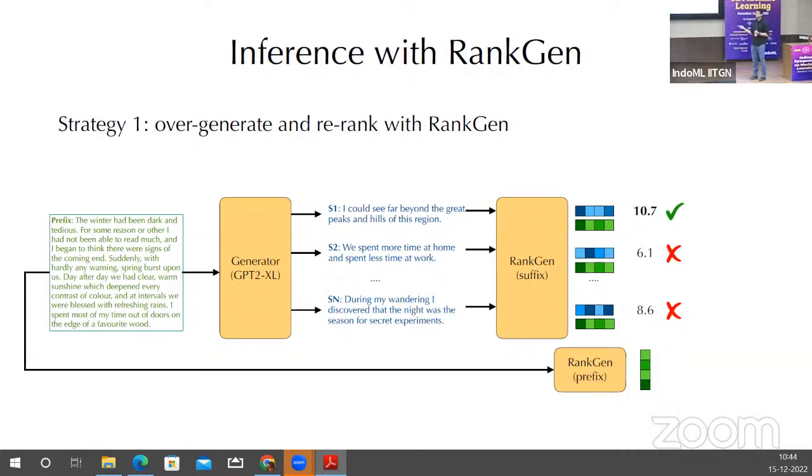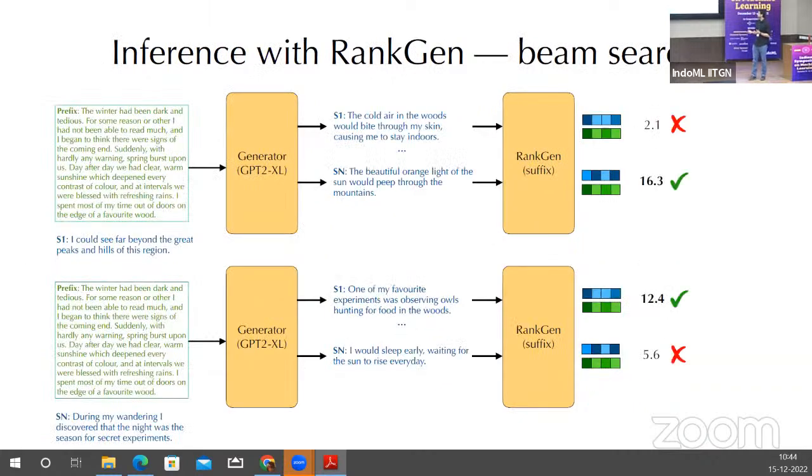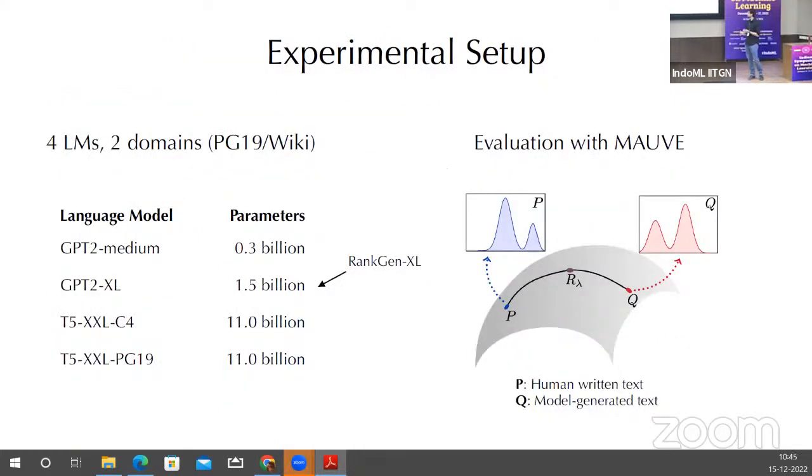So for the sake of time, I won't get into how you actually integrate this model into beam search, but it is very straightforward. Essentially, you're just doing this ranking step at multiple time steps in the generation process rather than all at the end. So I'll skip over this part, but this beam search with RankGen seems to result in even higher quality text.